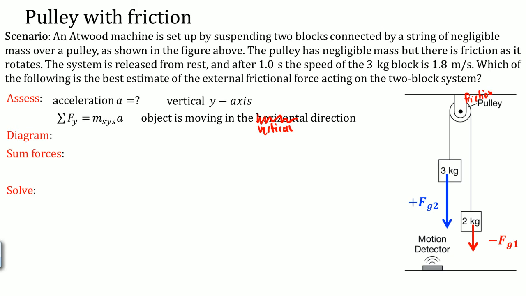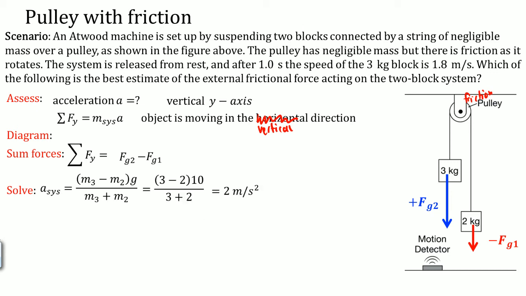Force of gravity on the second one, I'm going to make that negative FG1, and on the first one, I'm going to make that FG2. Again, it's going to fall on the 3 kilogram side. That's why I made that positive. Same forces here, but remember the FG2 is going to be positive and the FG1 is going to be negative. Then you should see how I got to this step. It's the same way as before, so I'm not going to show all the steps. Once you plug it in, you should get 2 meters per second squared, like the last problem that we did.